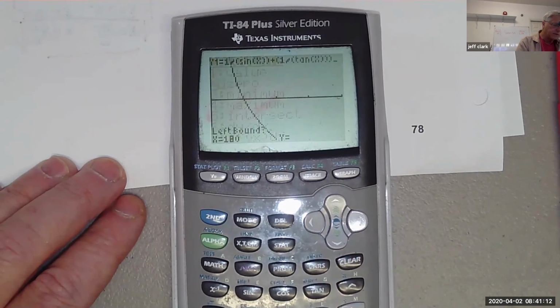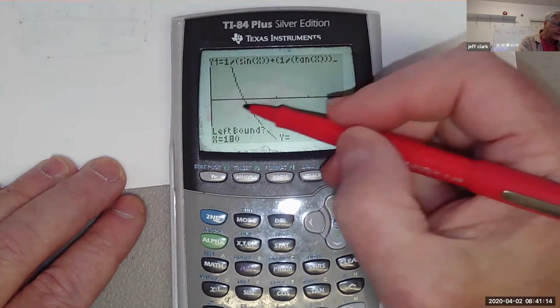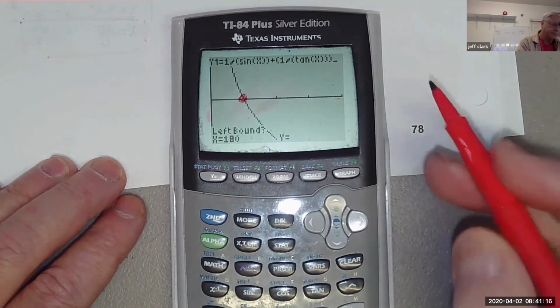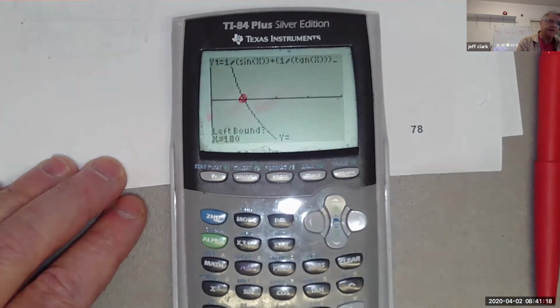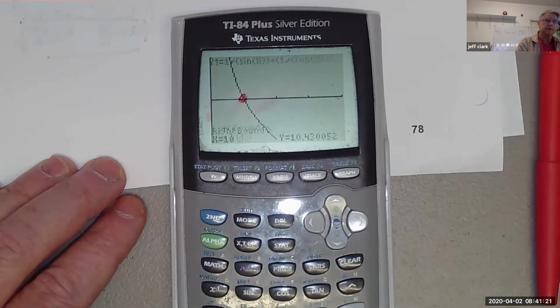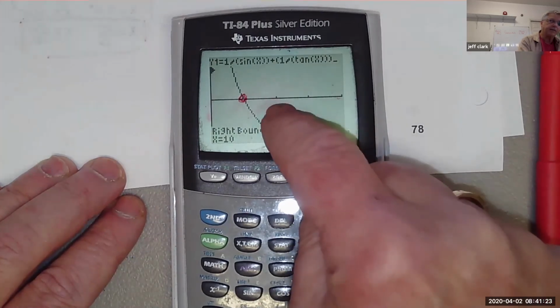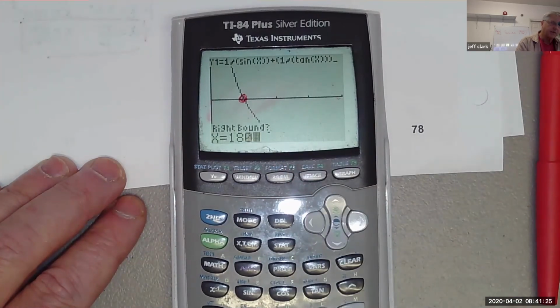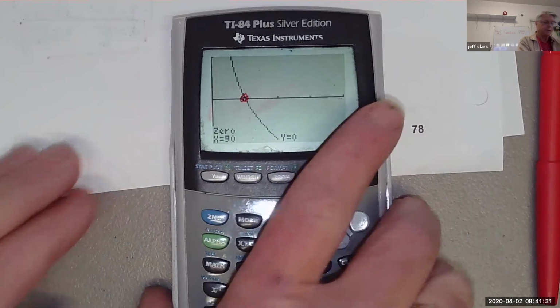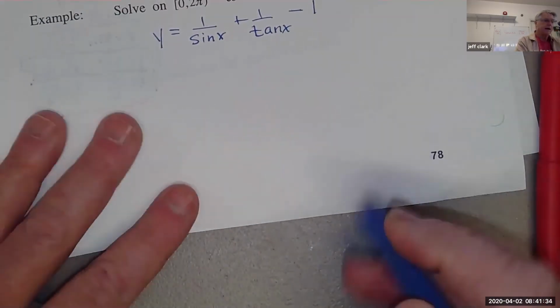0. Okay, you want to pick something to the left. Looks like it's 90 degrees or pi over 2, but pick something to the left. How about 10 degrees? That's to the left. And then how about 180 over there? 180. And then hit enter. Guess. Yes. Sure enough, 90.